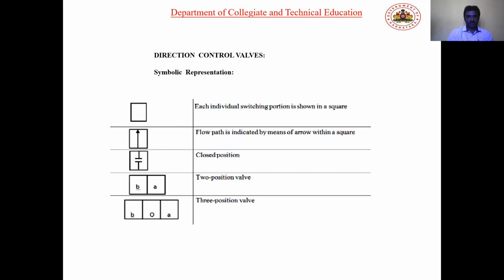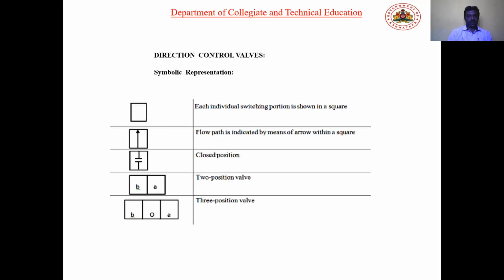The first figure shows each individual switching portion in a square. Then the second figure shows the square with a filled arrow. Flow path is indicated by means of an arrow within a square. That is, there is flow in that system. Then the third figure shows the closed position of a valve.